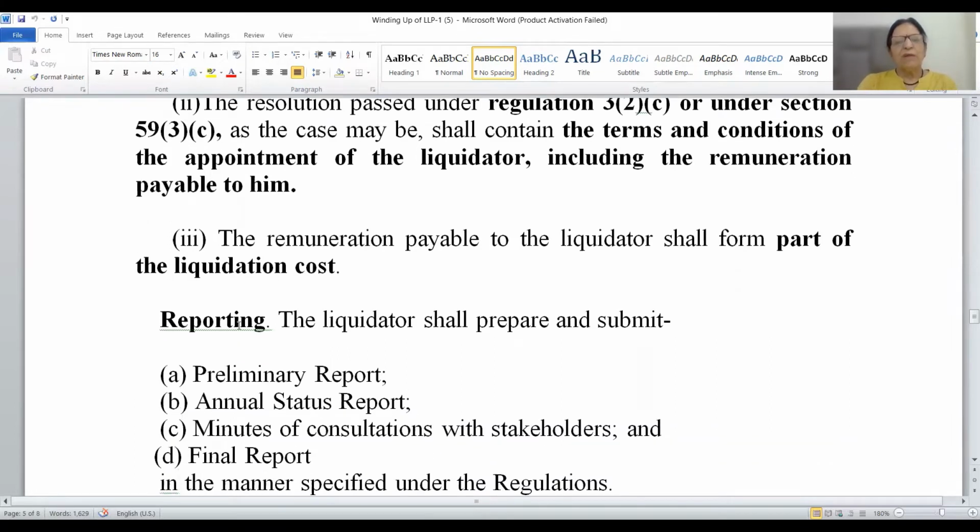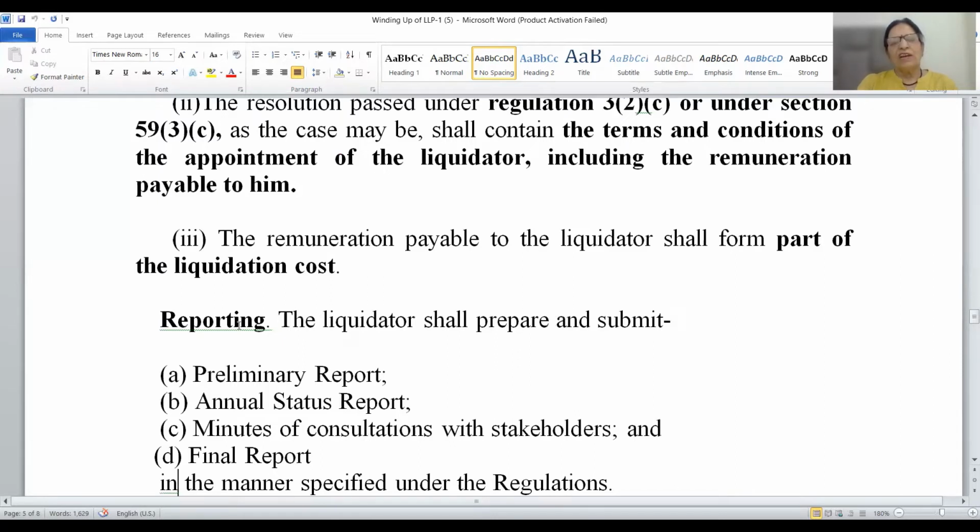Now, I'll talk about the reporting. What is to be reported by the liquidator? The liquidator shall prepare and submit, which reports? 4 reports are here, friends. First is the preliminary report. Second is annual status report. Third is minutes of consultations with the stakeholders.